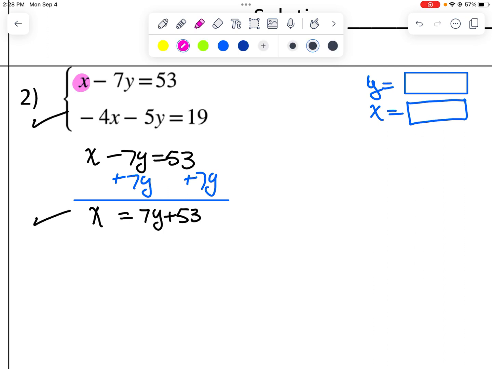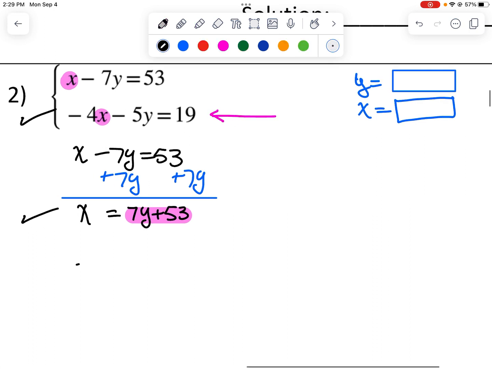And we are going to take the value of x, which is 7y plus 53, and we are going to load it into the other equation. We are going to put it right here in this equation. We're going to substitute it in where it says x. So we're going to put it right there. That equation is negative 4x minus 5y equals 19.